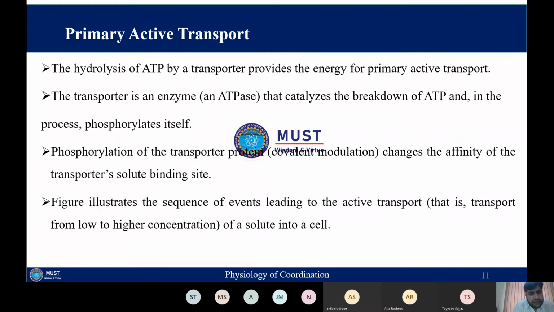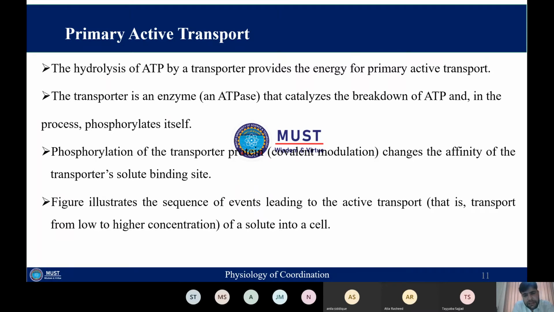In case of primary active transport, as we have discussed, it involves the direct use of energy in the form of ATP. So hydrolysis of ATP by the transporter will provide the energy. As all of you know, when the energy is utilized, the ATP will be converted into ADP, adenosine diphosphate, plus inorganic phosphate. And this hydrolysis of ATP is carried out with the help of an enzyme which is called ATPase.